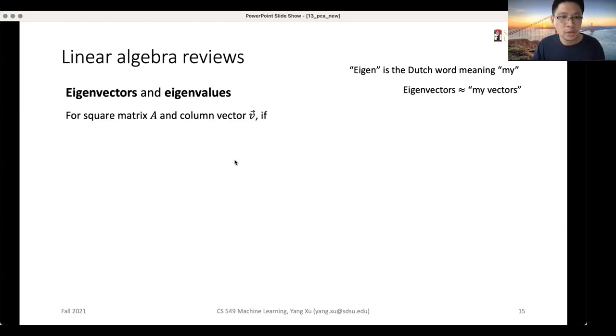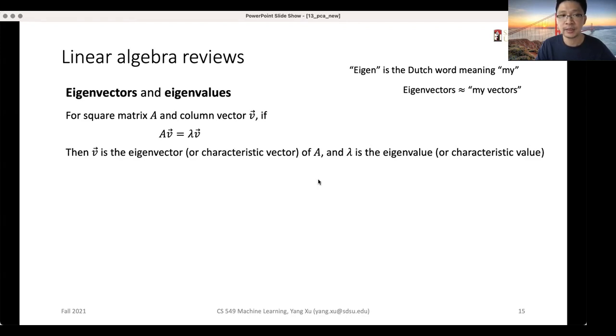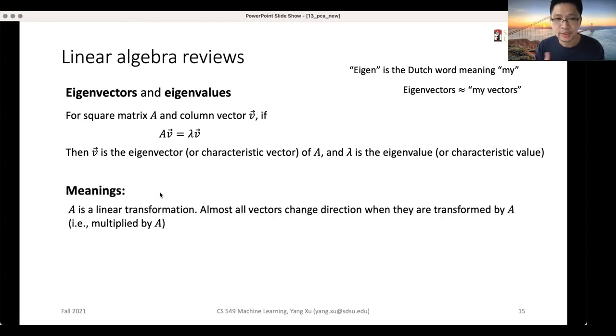For a square matrix A and a column vector V, by the definition, if we observe that the matrix times the vector is a constant number times the vector, then we can define V as an eigenvector. It is a characteristic vector of A, and no matter how A changes, the direction of V doesn't change, because A is a matrix, which means a linear transformation.